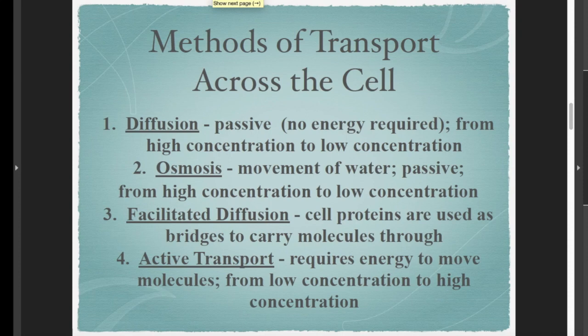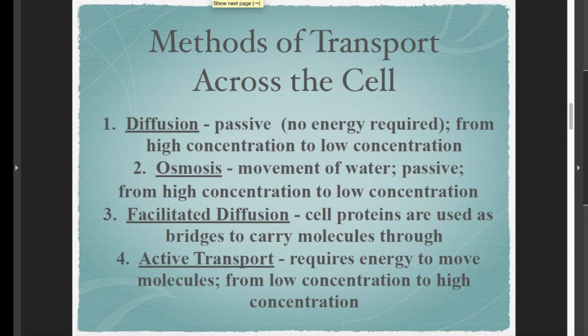Number three is facilitated diffusion. This is when the cell proteins are going to allow things to pass through. They're just opening it up, allowing it to pass through, helping in a certain way, but not doing too much. But number four, active transport.